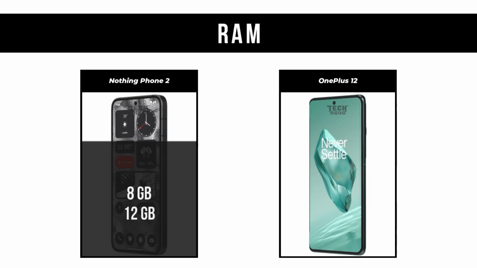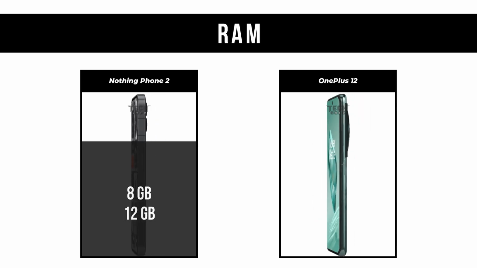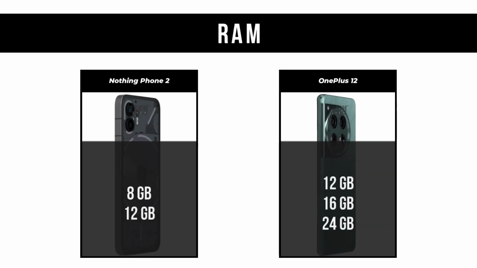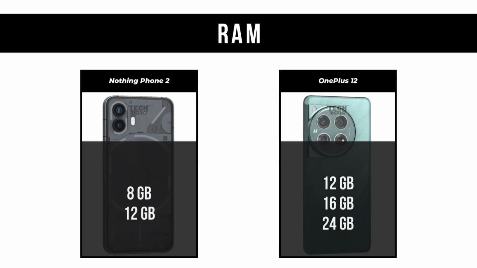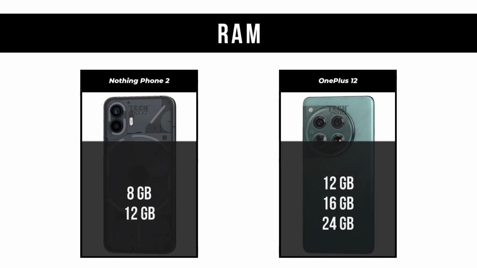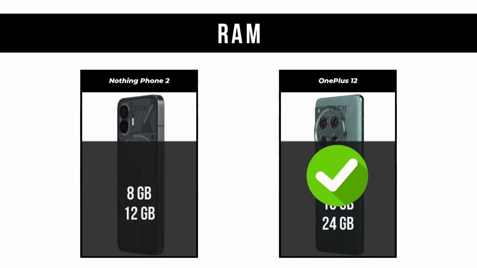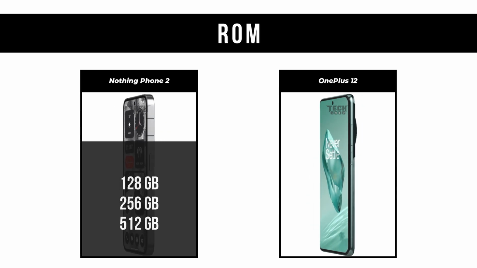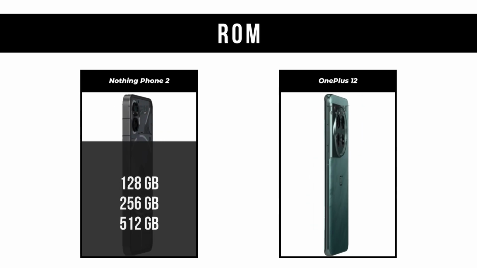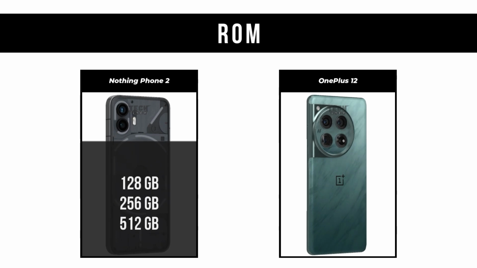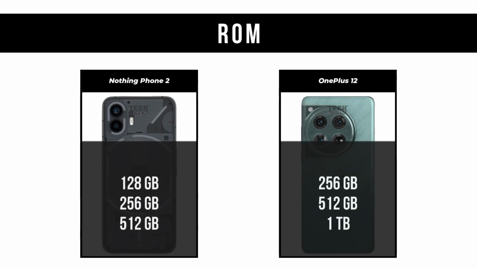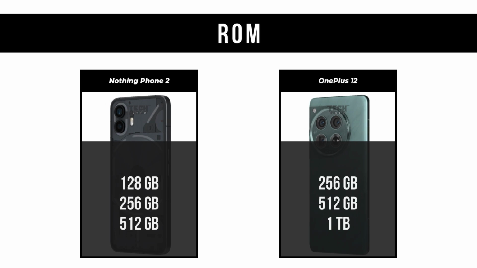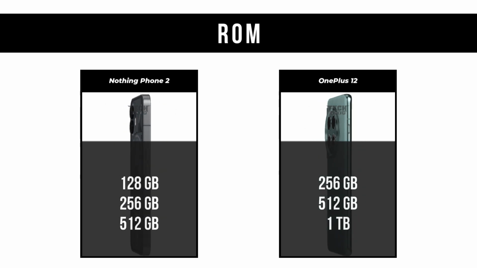RAM. Nothing Phone 2 is 8 GB and 12 GB. OnePlus 12 is 12 GB, 16 GB, and 24 GB. ROM. Nothing Phone 2 is 128 GB, 256 GB, and 512 GB. OnePlus 12 is 256 GB, 512 GB, and 1 TB.